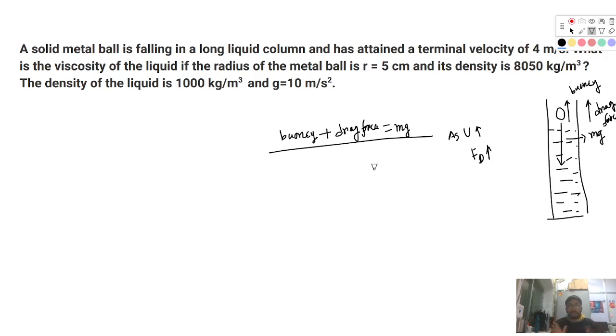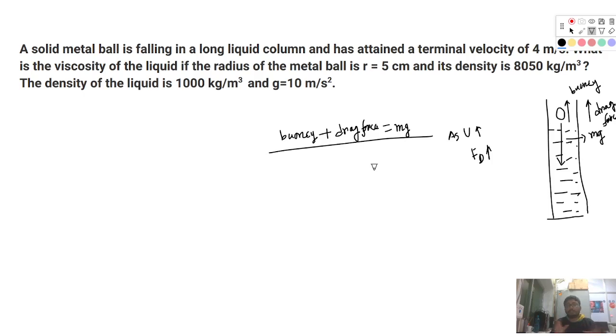Okay, now if there is no net force on a body, then what will happen? It should not have any acceleration, so it will continue to move with the velocity attained last in its acceleration phase, when the forces are not counterbalancing each other. So the last velocity with which the ball will move deep down in the liquid is called the terminal velocity.